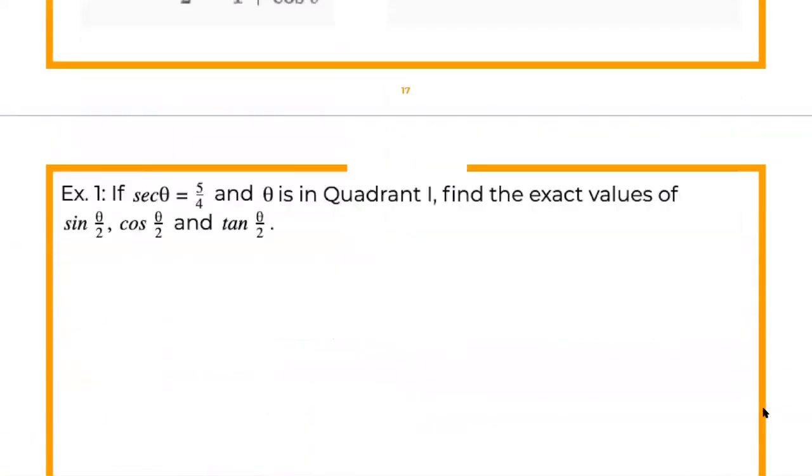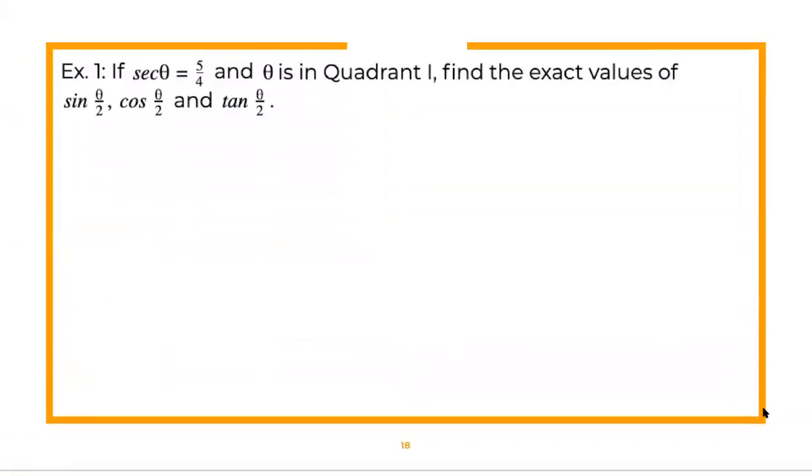All right, so first example. It says if secant theta equals 5/4 and theta is in quadrant 1, find the exact values of sine theta over 2, cosine theta over 2, and tangent theta over 2. So very similar to what we saw before with the double angle, only this time we're looking for half angles.